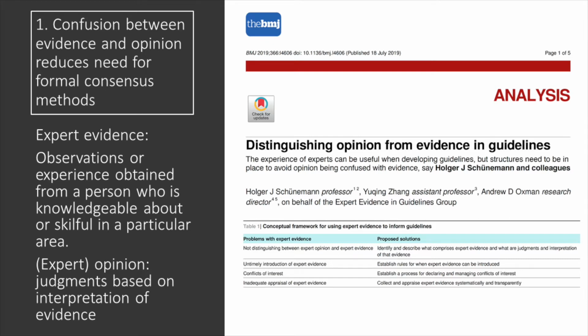And then the second point is that expert opinion is actually a judgment based on evidence, based on an interpretation of evidence. So in other words, an opinion by an expert can be informed by having seen a few patients with a disease, or it can be based on an interpretation of many randomized controlled trials. Okay, an expert expresses an opinion on the basis of evidence. That evidence may be a few cases, or it may be 20 randomized controlled trials.